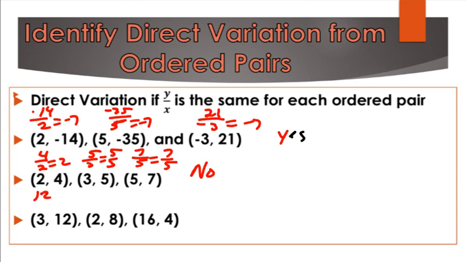Last one here, 12 divided by 3 equals 4. 8 divided by 2 equals 4. 4 divided by 16 equals 1/4. No, this is not direct variation because the last one does not have the same constant.